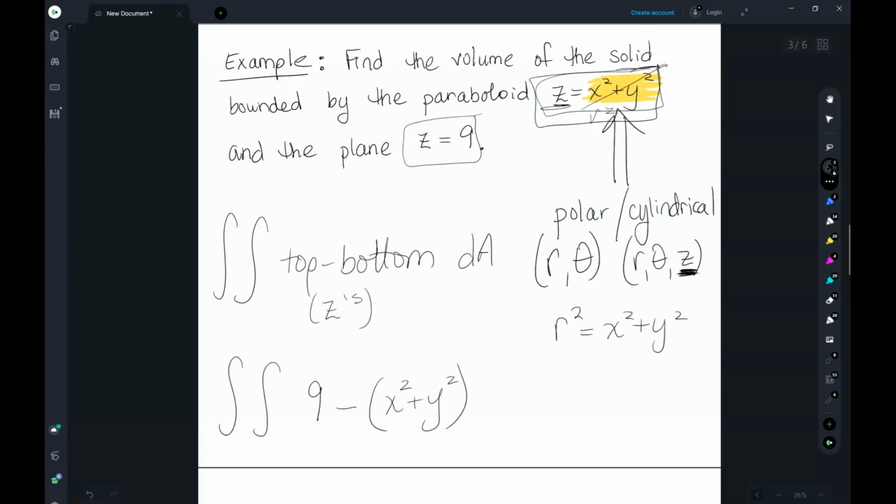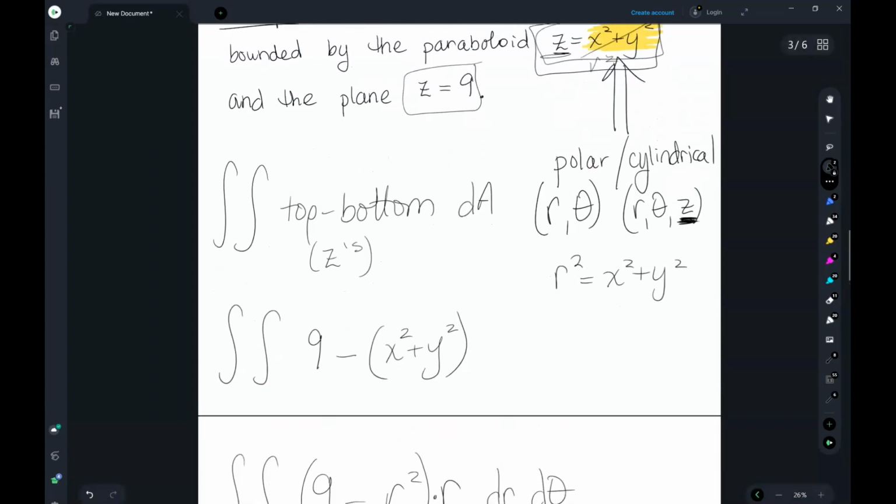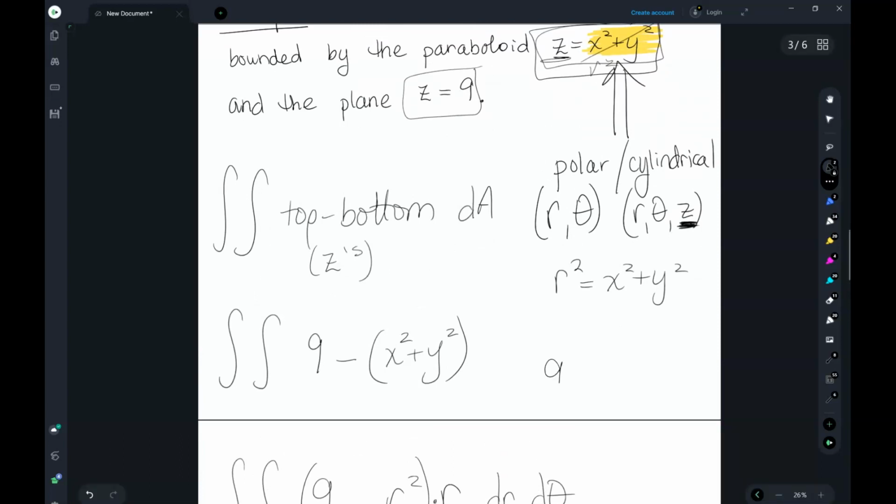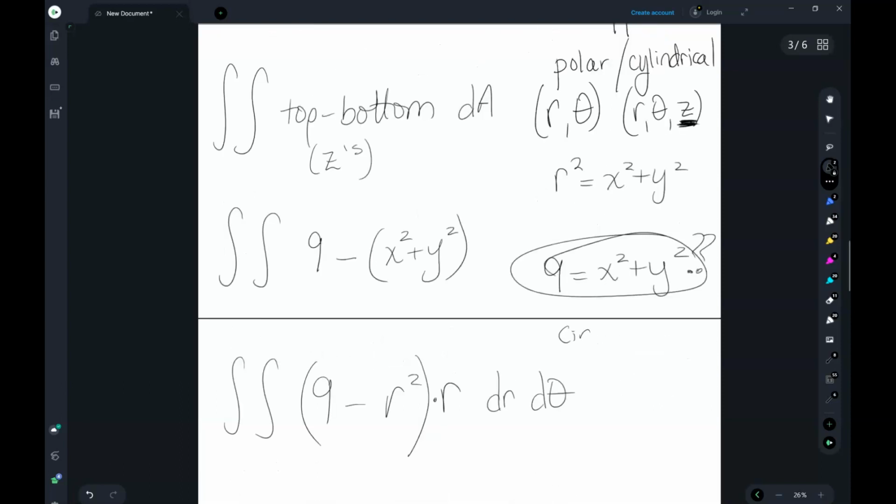So those two intersect when they're equal to each other. So we're going to have 9 equals x squared plus y squared. But what exactly is that? That's a circle of radius 3. So that means r is going to go from 0 to 3. And it's a full circle. So theta is going to go all the way around from 0 to 2 pi.